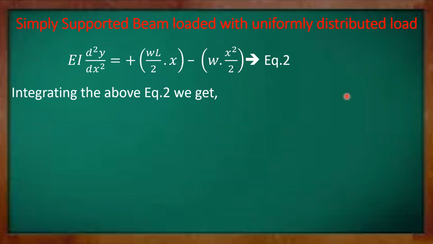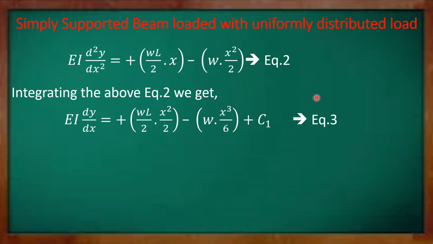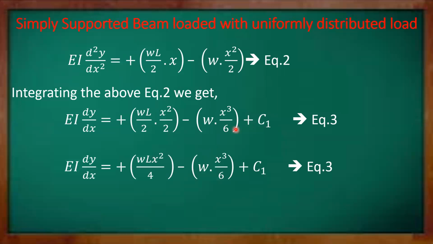Upon integration of equation 2, we get EI dy by dx is equal to WL by 2 into the integral of x, which becomes x square by 2, and the integral of x square is x cube by 3. So this becomes minus Wx cube by 6, plus the integral constant C1. Simplifying, you get WLx square by 4 minus Wx cube by 6 plus C1.